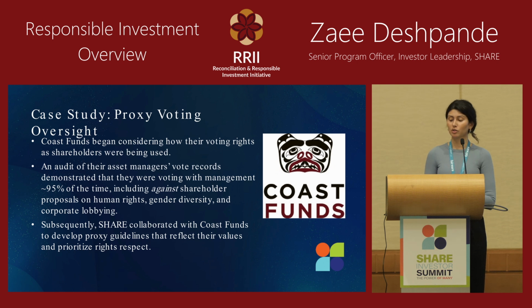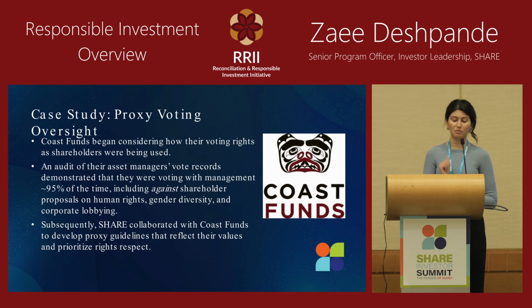They worked with SHARE and with George and Bell to examine how their proxies were being voted, and what they found through that audit was that their asset managers were voting with the management of the companies 95% of the time. That's not a bad thing in and of itself, but it meant their asset managers were voting against shareholder proposals on human rights, on gender diversity, on corporate lobbying, all of which were priorities for their fund. Subsequently, SHARE collaborated with Coast Funds to develop proxy guidelines.